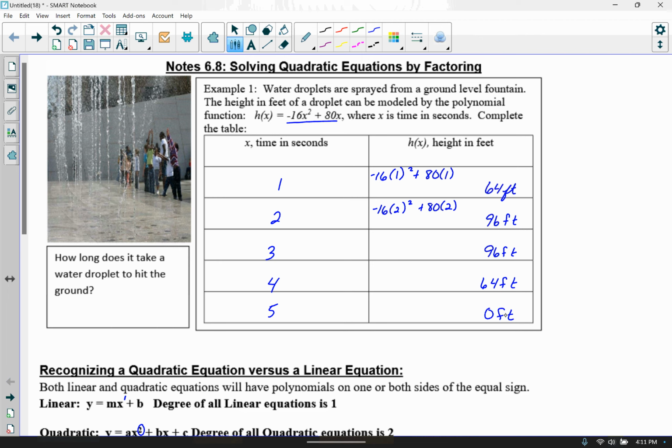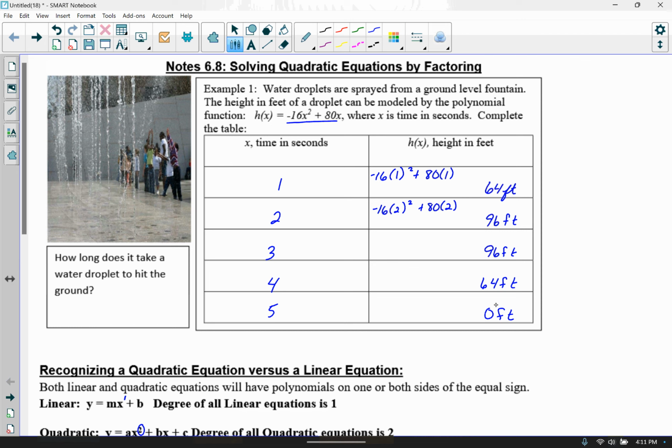And over here in the box on the left, I asked, how long does it take the water droplet to hit the ground? Well, remember that you're plugging this into a height function, so this is the height. We can see then after 5 seconds, it has hit the ground because it has 0 height. So 5 seconds would be our answer here. Now I'm going to take this data and give you a rough picture of what's going on here.